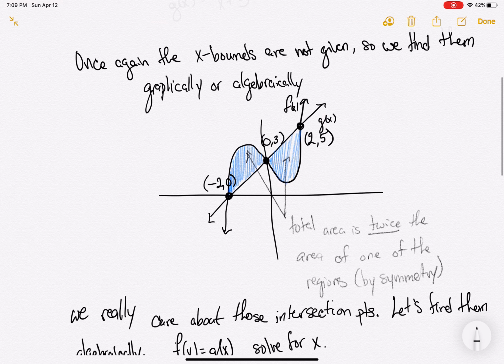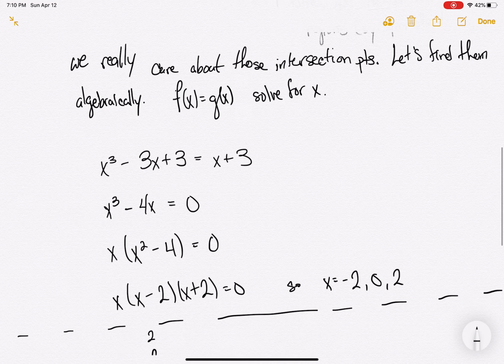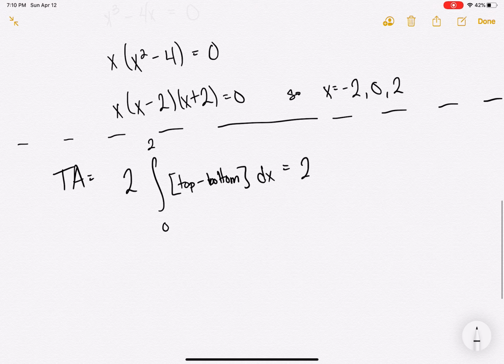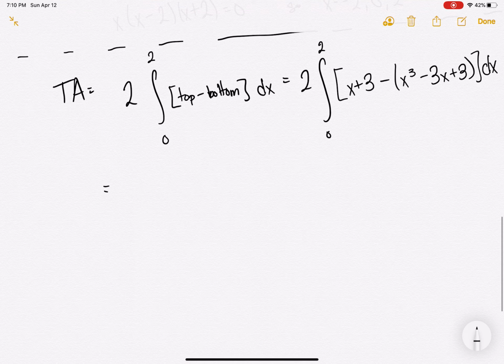The top curve on the right side is the straight line. Which one is the straight line here? x plus 3 or x cubed, blah, blah, blah. It's definitely x plus 3. And I'm going to subtract the other piece. So there's top minus bottom for you. And then we end up with, let's simplify. I can't stress this enough, you guys. Simplify what's inside the integral.